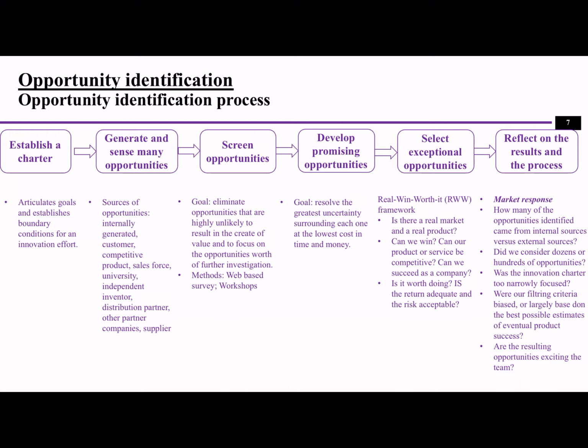And we can collect the information about it. The source of the opportunity can come from internally generated ideas, from our own employees, our own team members, or customers, right? We can have some surveys of customers, or competitive products. Look at the market and what kind of existing products we have. Sales force, from the sales, they can collect information on what is hot or what is needed in the market.